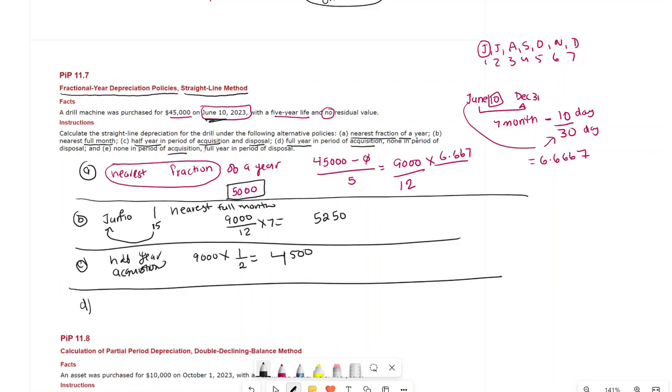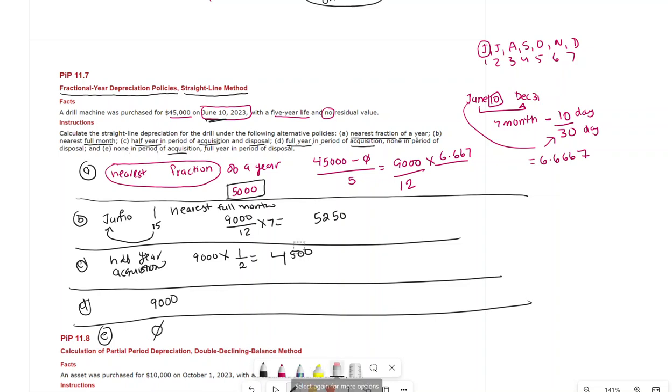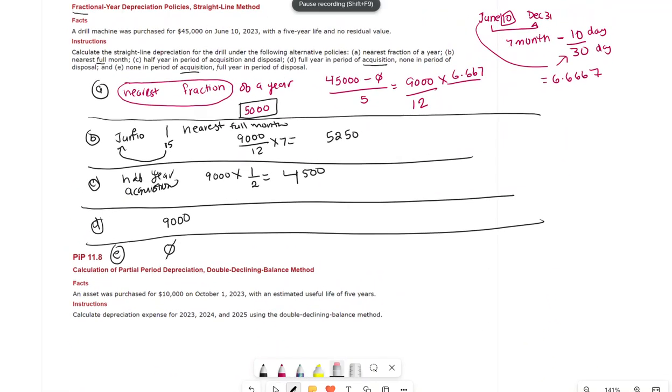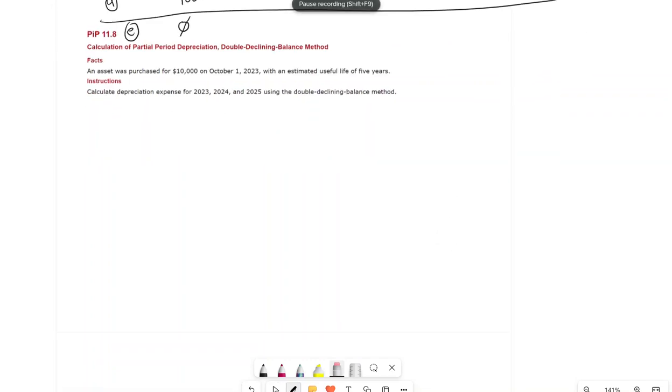Going to D, it says full year in the period of acquisition, none in the period of disposal. So it doesn't matter when we purchase it, we will take a full year's depreciation on D. When we go to part E, they are saying none in the period of acquisition. There will be no depreciation in the year you purchase. We'll record the depreciation for a full year in the year we dispose. So these were some of the different policies the company could have under the depreciation method.